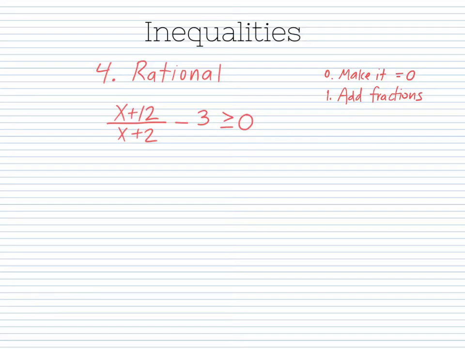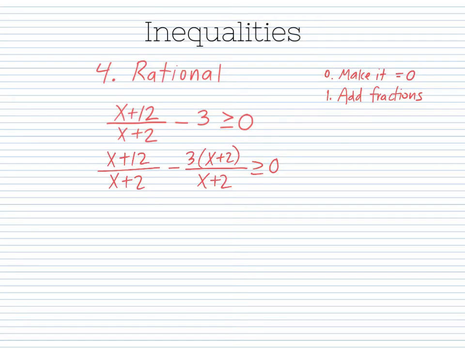Now, to add fractions, we need to have a common denominator. So let's make this first term stay the same. And our second term, I'm going to make it 3 times x plus 2 over x plus 2 greater than or equal to 0. So I'm not changing the left-hand side here. I'm just adjusting the way it looks.